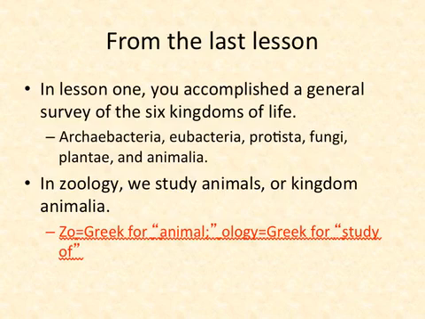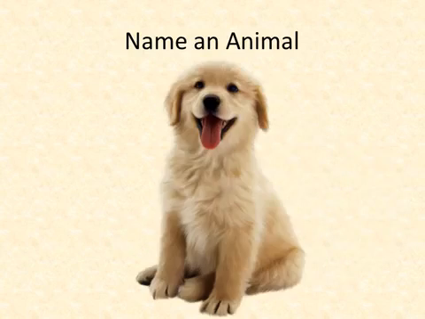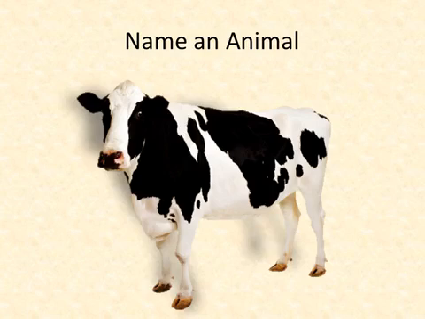Zo is Greek for animal, and ology is Greek for study of. So zoology is literally the study of animals. If I were to ask you to name an animal, I can almost guess what type of animal you would name. Maybe you thought of a cat, maybe a dog, or maybe a cow or some other type of farm animal.